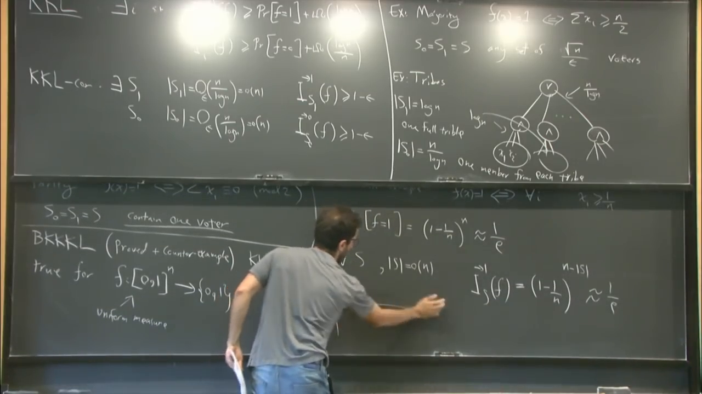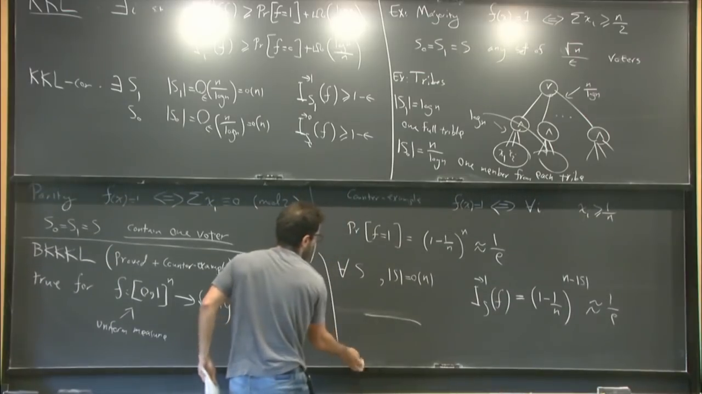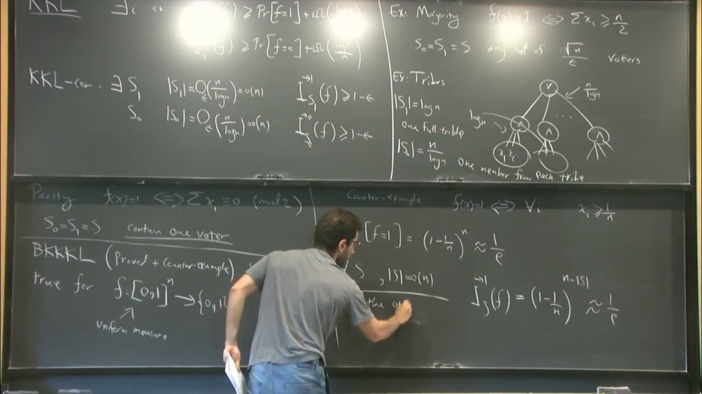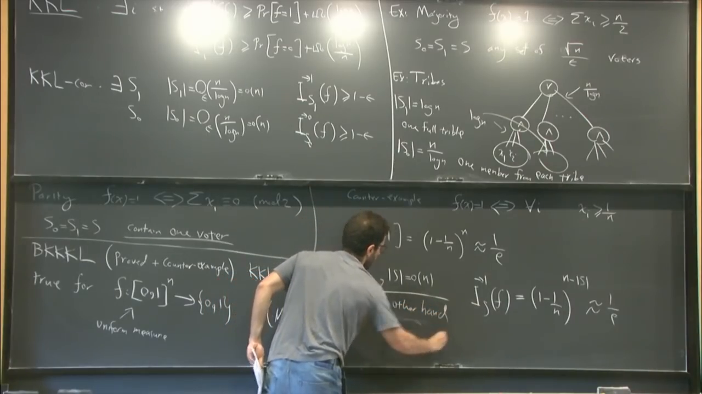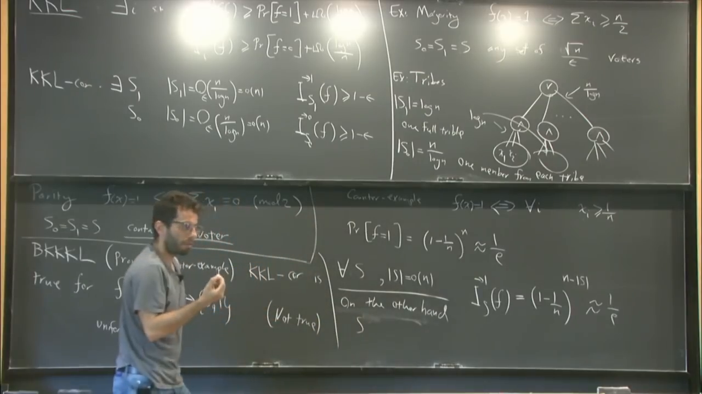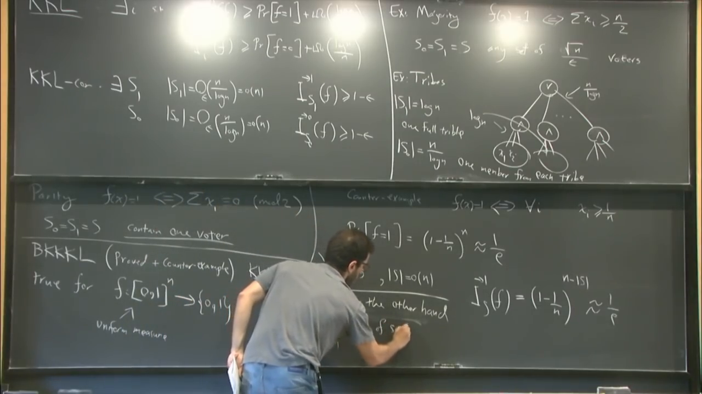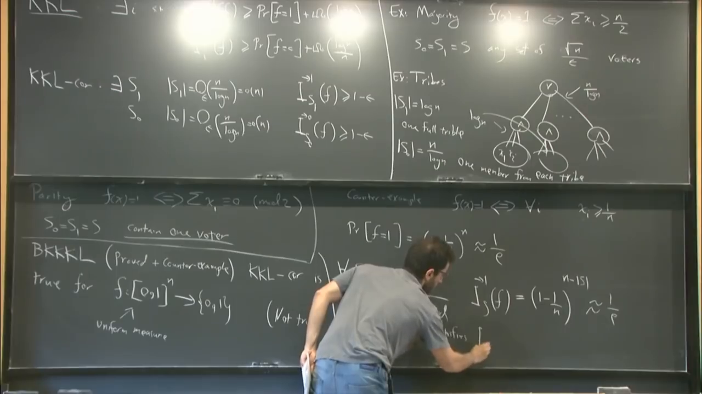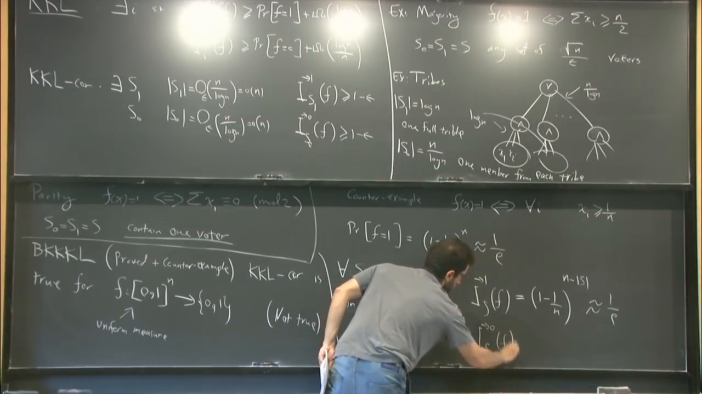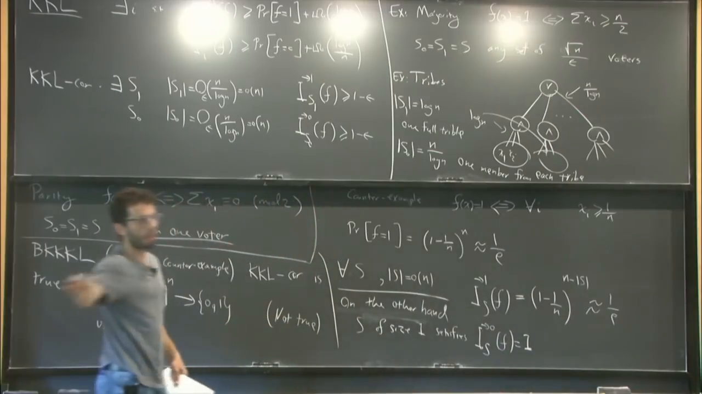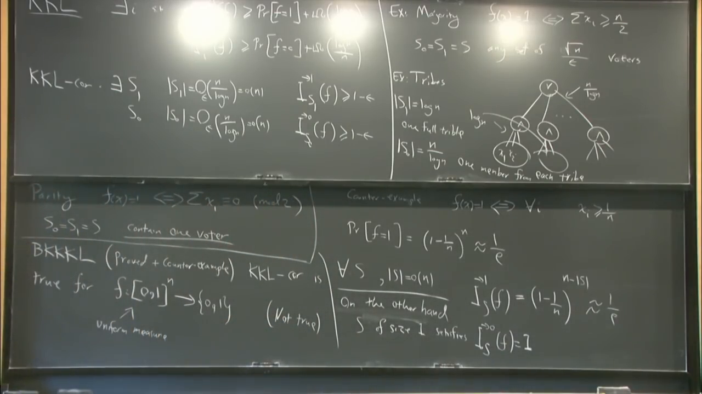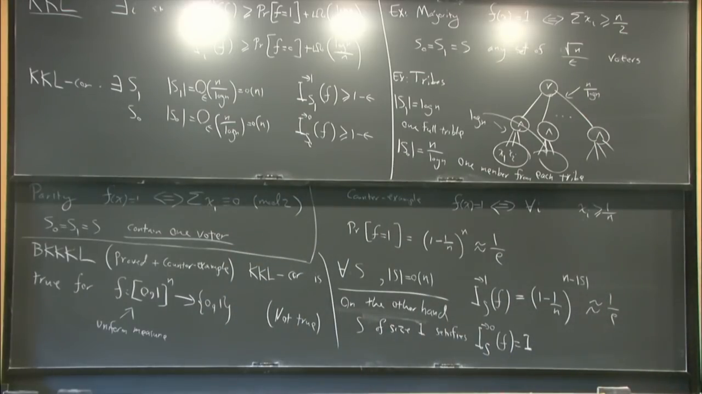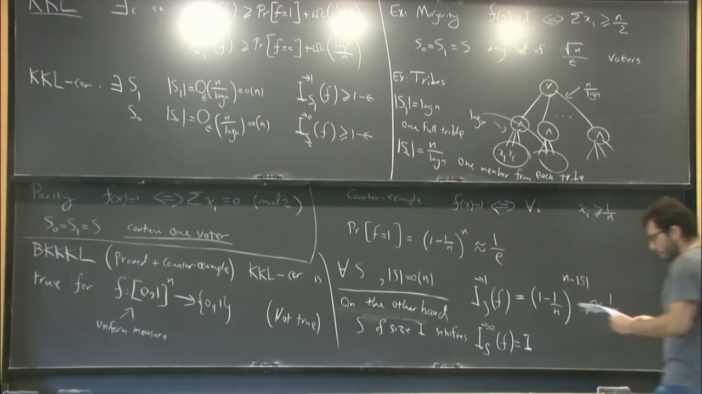But there's something interesting happening. On the other hand, it's very easy to influence this towards 0. Just a single voter, S of size 1, can make sure that the outcome is 0. They just vote 0, or anything less than 1 over n. So maybe the conjecture can be salvaged.